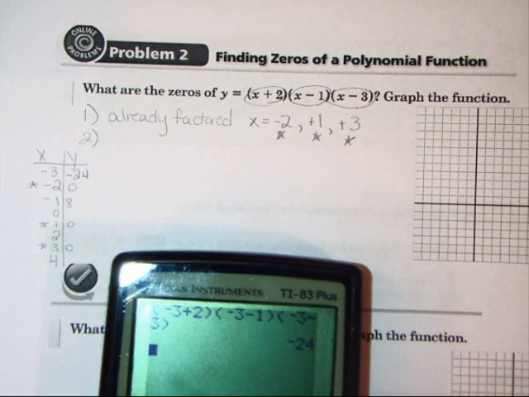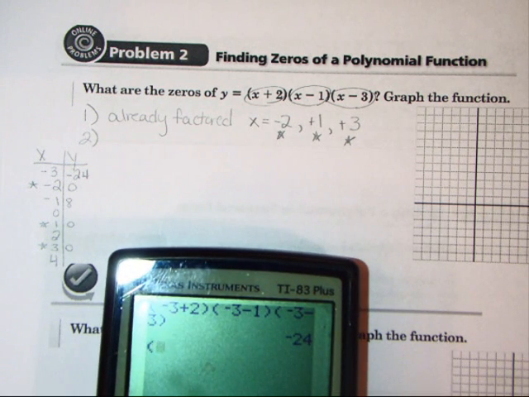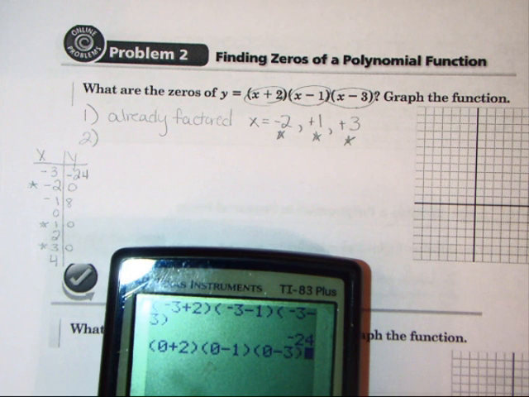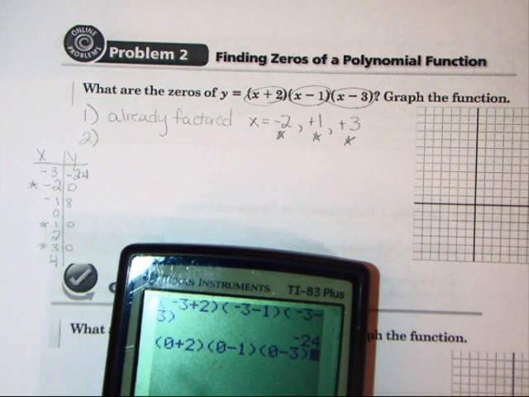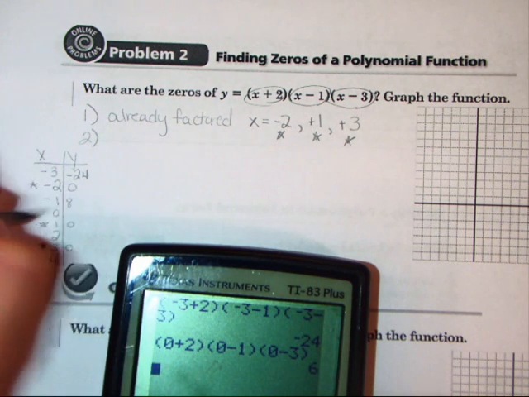Now let's plug in 0. Plug in 0, you get 0 plus 2, 0 minus 1, 0 minus 3. Again, you should be able to do this in your head. You know 0 plus 2 is 2, 0 minus 1 is -1, and so on and so forth. You get 6.